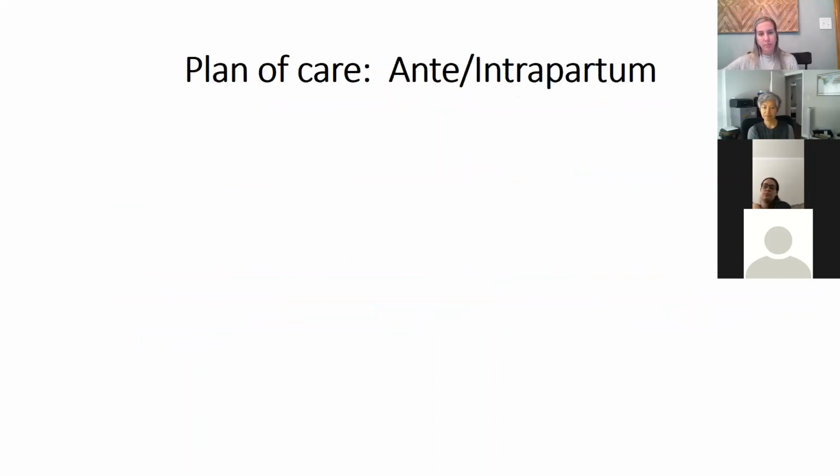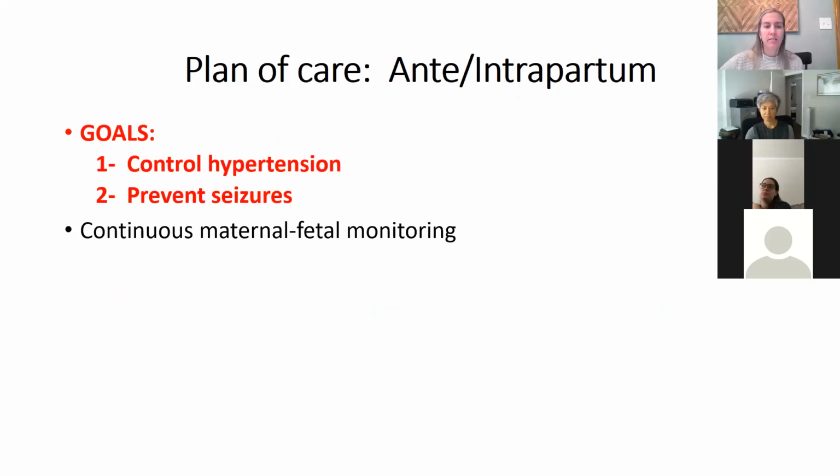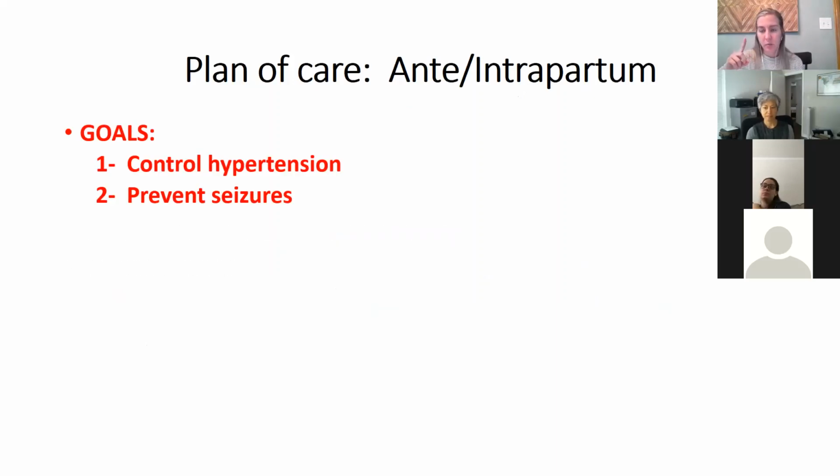If they're in the hospital and you are working on an antepartum unit, this is maybe our preterm patients that we're taking care of who are in the high-risk unit. Our two main goals, like I said, are going to be to control their hypertension. It's going to be number one. You can't cure their preeclampsia, right? It's not going to go away once they have it, they have it. We just have to manage it. And then you want to prevent seizures.